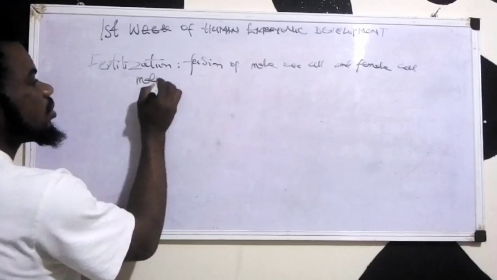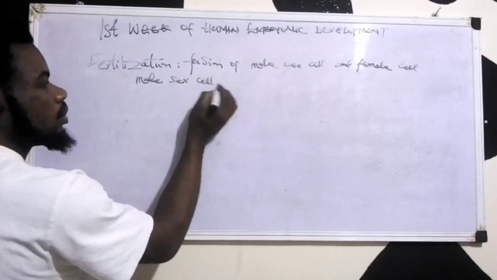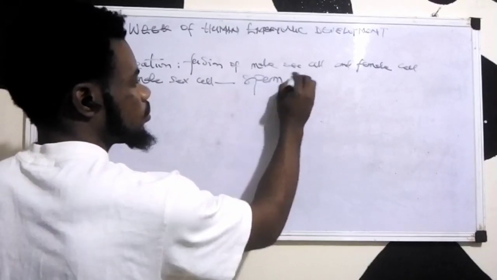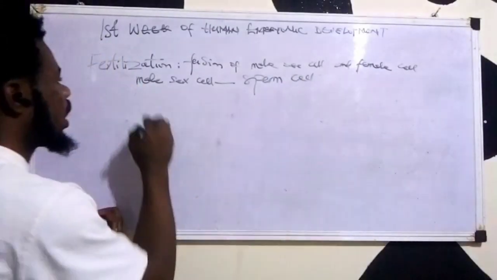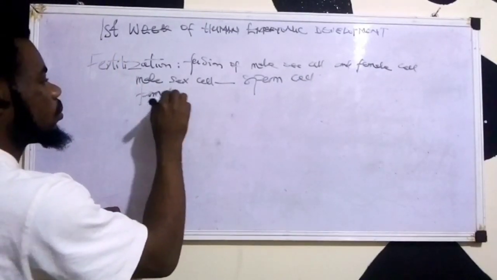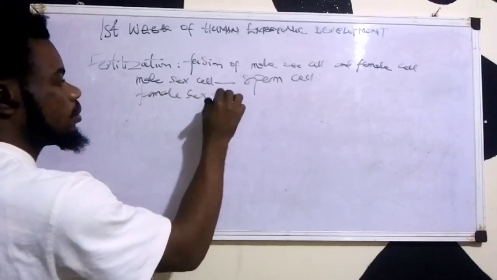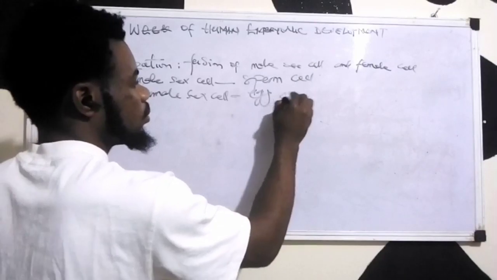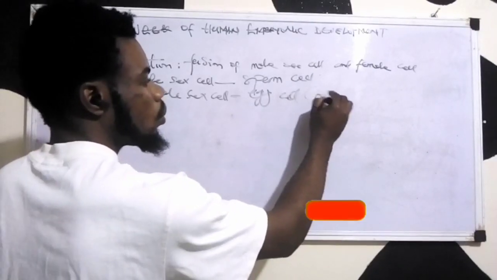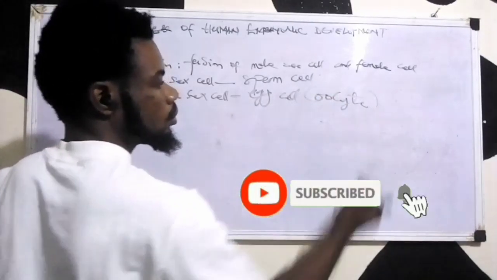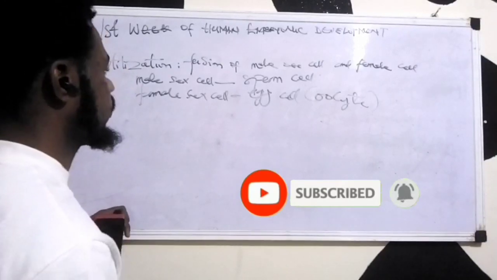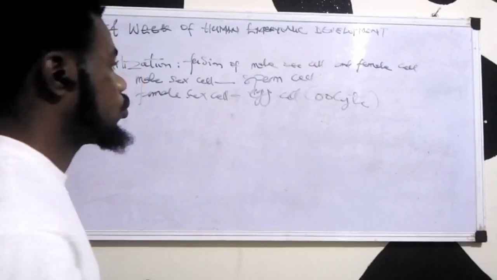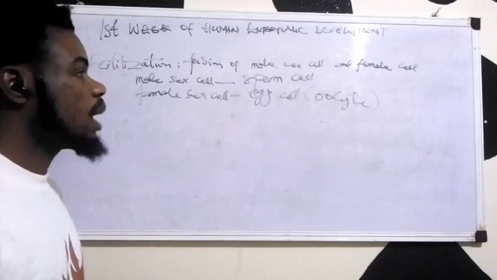Male sex cell is the sperm cell, and the female sex cell is the egg cell, or you call it oocyte, mature oocyte. Now, that will lead us to a concept called gametogenesis.